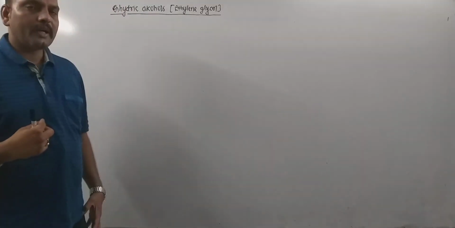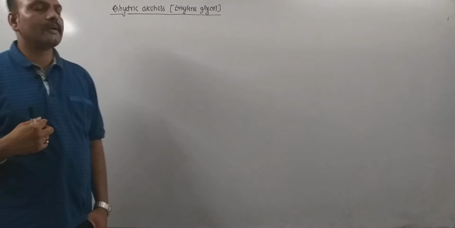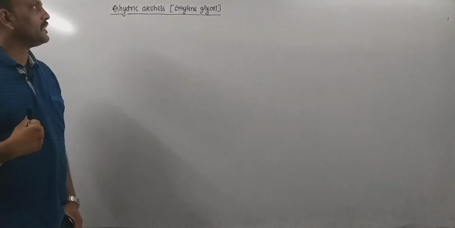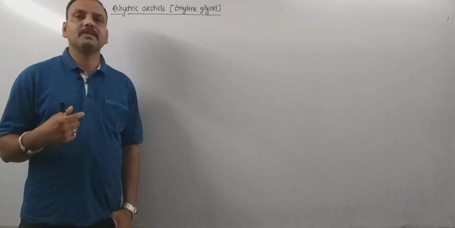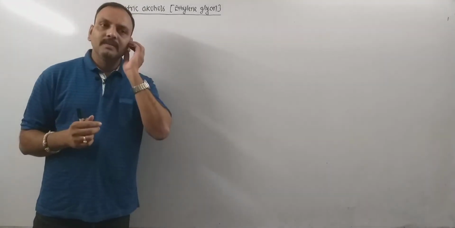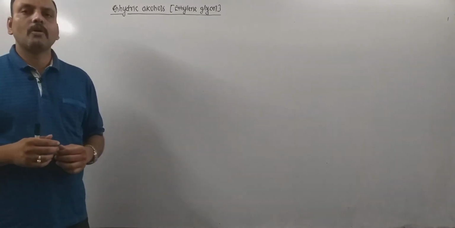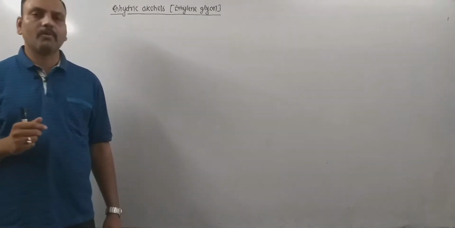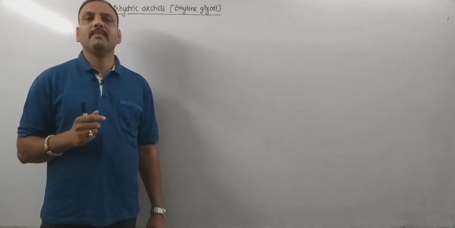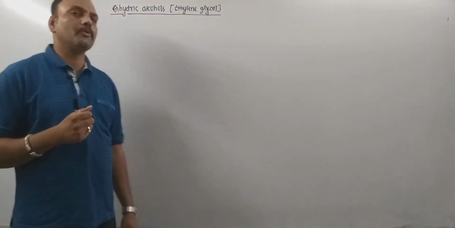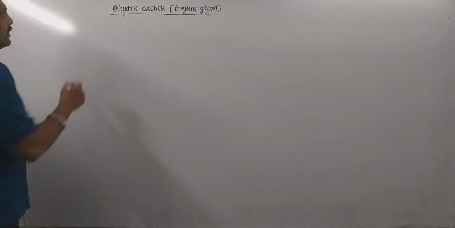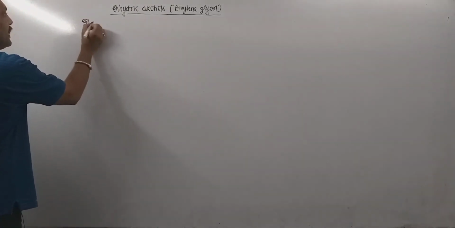Hello students, today's point of discussion is dihydric alcohols, and basically we are going to discuss ethylene glycol, which happens to be the very first member of this family. Now dihydric alcohols are the hydroxy derivatives of hydrocarbons other than aromatic hydrocarbons, remember. So when two hydrogen atoms of a hydrocarbon are replaced by two hydroxyl groups, then the derivative so obtained is said to be a dihydric alcohol. For example, consider ethane.